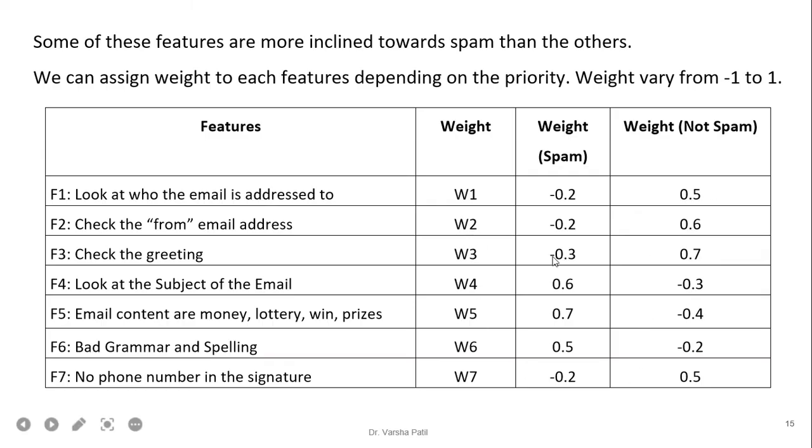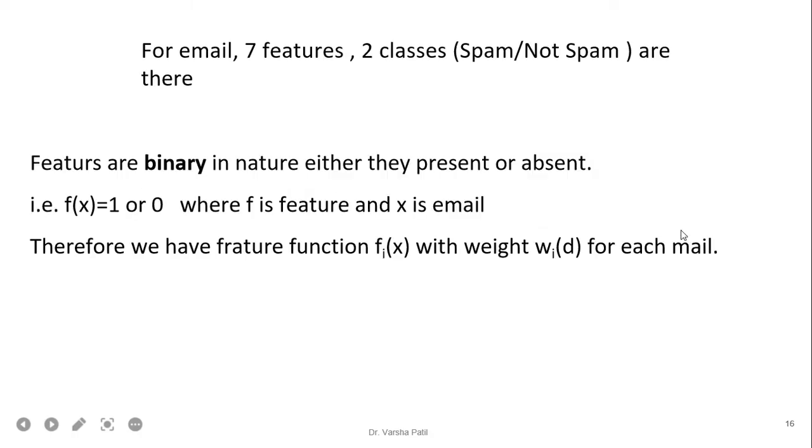So I have just randomly assigned these weights to illustrate the problem of the maximum entropy model. So here what we require is to take the input, find out the features, and after that assign the weight for those features. So here we take one input, that is one email, 7 features are there, and our classes are 2, that is spam and not spam. Features are binary in nature, either they are present or absent. f of x is equal to 1 or 0, where f is feature and x is email. Therefore we have feature function f_i(x) with weight w_i for each mail, because we are finding the features. That feature may be present or may be absent, but when present we need to multiply with that particular weight factor.